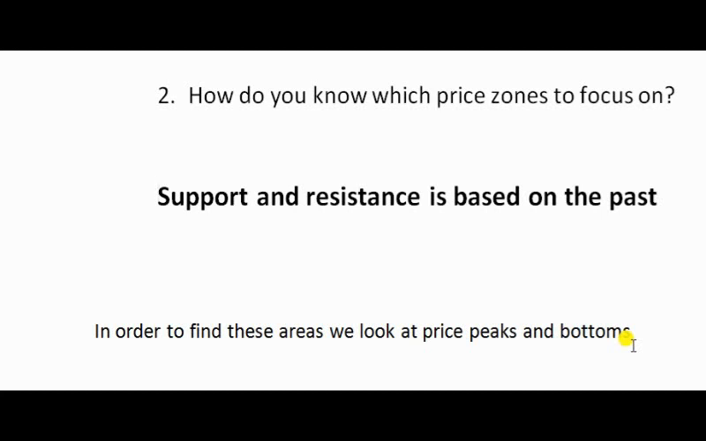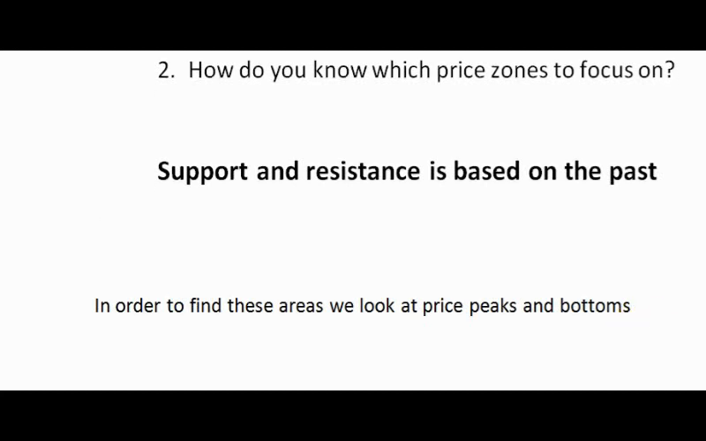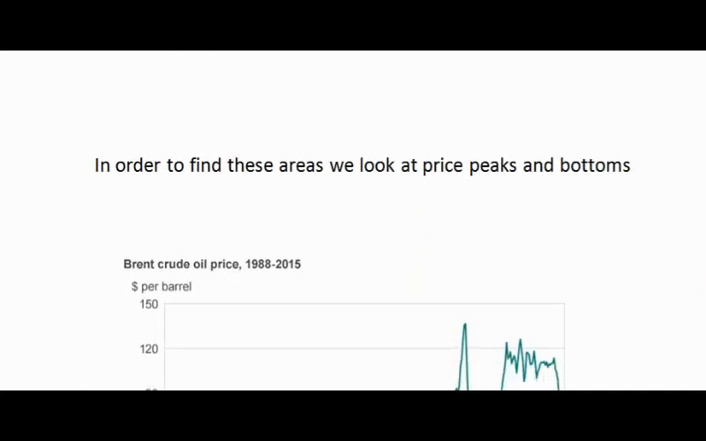So support and resistance is based on the past. So you have to understand that the past action is showing what the future price action is likely to do. And this is how we actually trade. So in order to find these areas, we look at peaks, we look at bottoms. So price will peak and price will bottom.